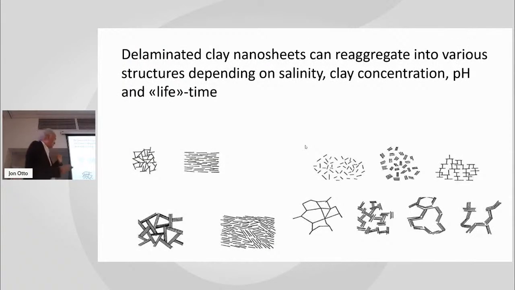Before I give an example, I'll just say in general that you can make things become attractive, starting from the repulsive case: add salt, and then they become attractive. Depending on how you do the experiment, how much salt you add, what the concentration is, how big these platelets are in the lateral directions and so on, this can give rise to several ways of re-aggregating the clays, several types of structures forming by re-aggregation when you add salt.